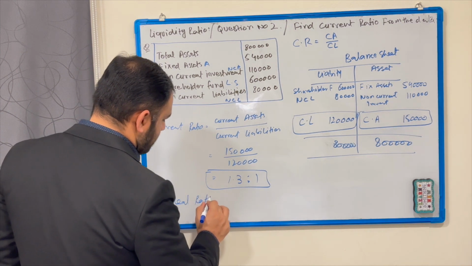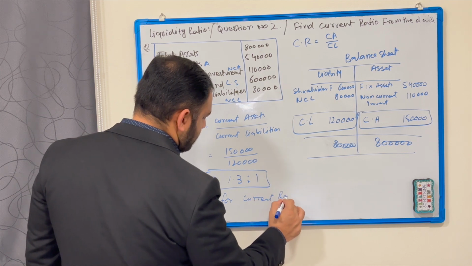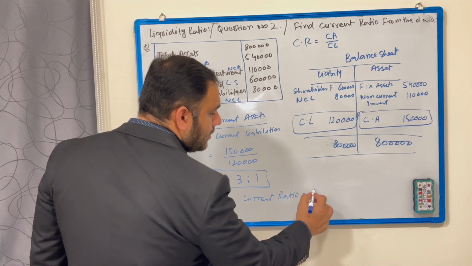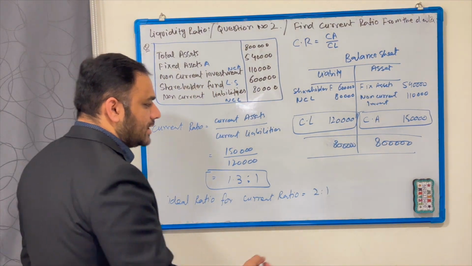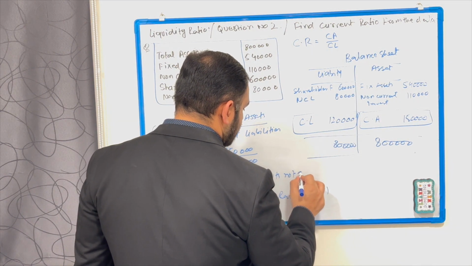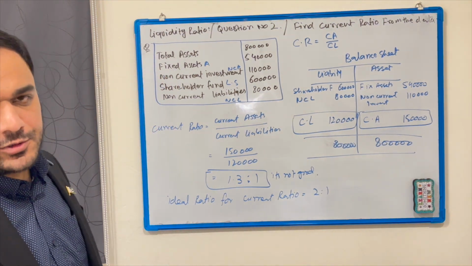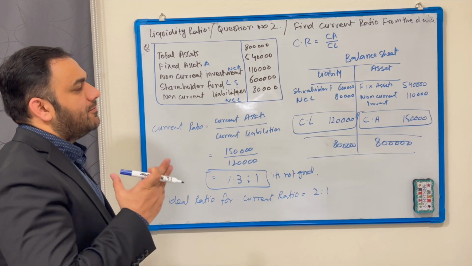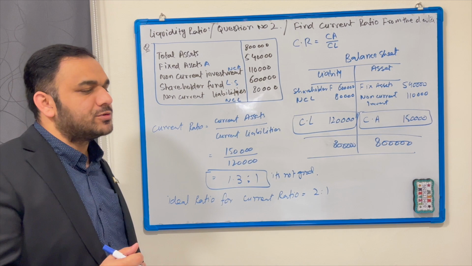Ideal ratio for current ratio equals to how much? 2 ratio 1. So this is 1.3 ratio 1. It is not a good ratio. It's not an ideal ratio. So this is how you can see how we find current ratio when current assets and current liabilities are not given. You will find it through the balance sheet.